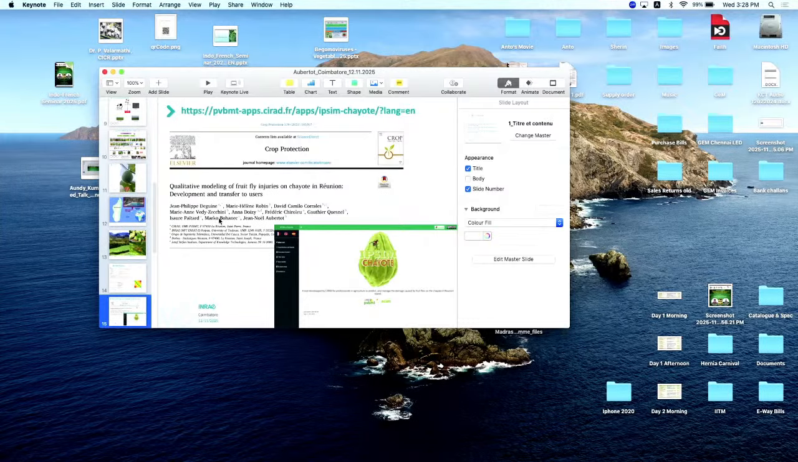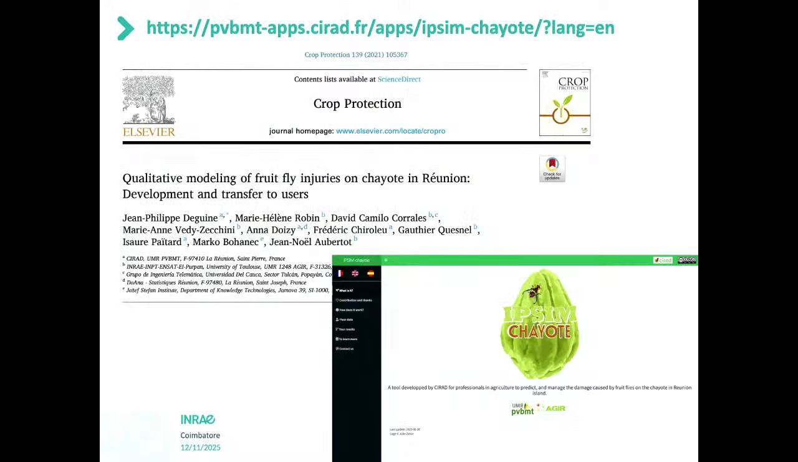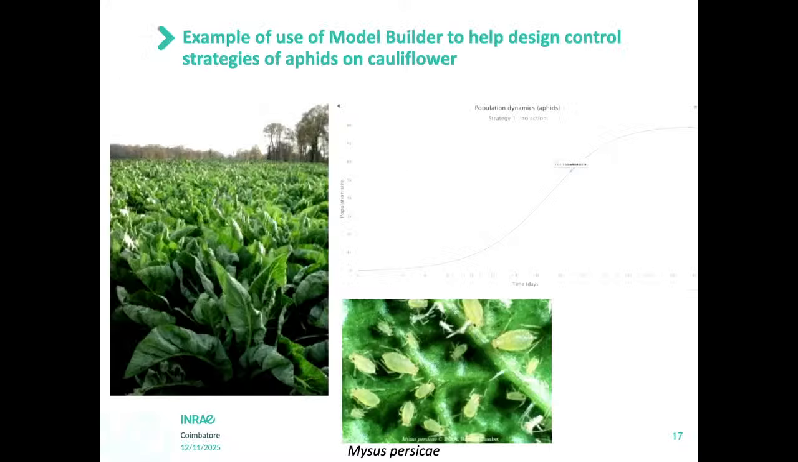So I go back to Keynote. This is an example of use of Model Builder to help design some control strategies for aphids on cauliflower. Okay, so this is a field of cauliflower. I think you do have cauliflowers in India, because we had them in the restaurant, so it's my guess. And so these are the bad guys, the aphids. And with a simple model, we were able to design the development of the aphid population.